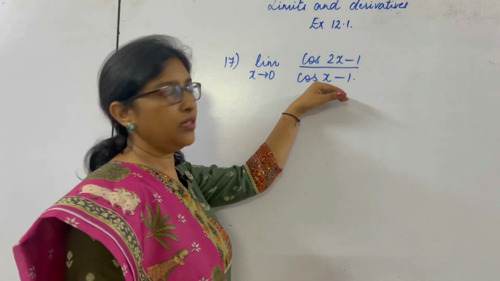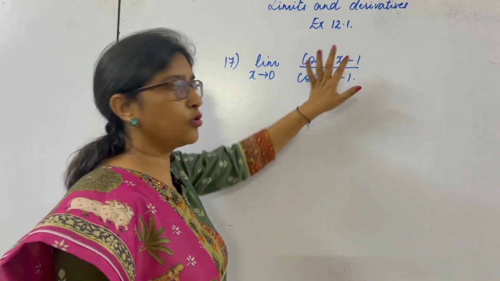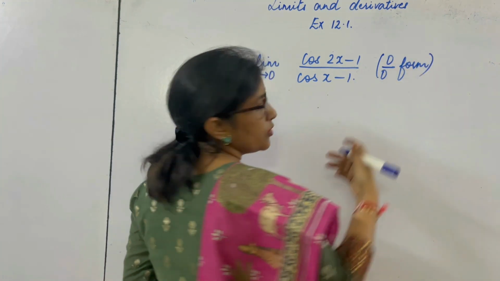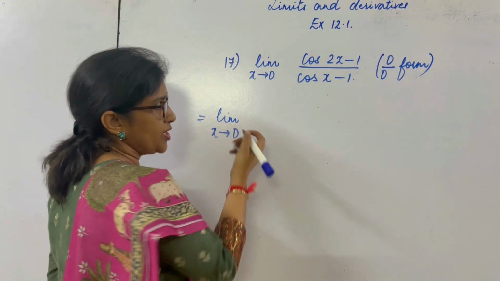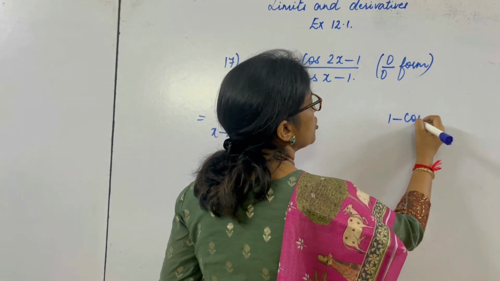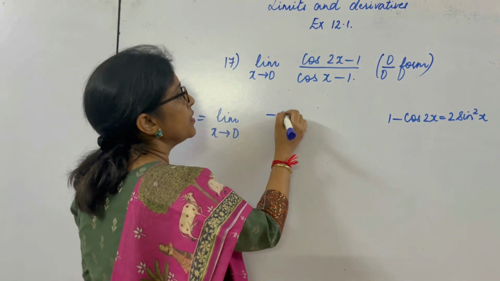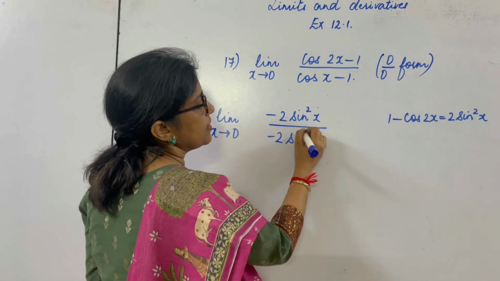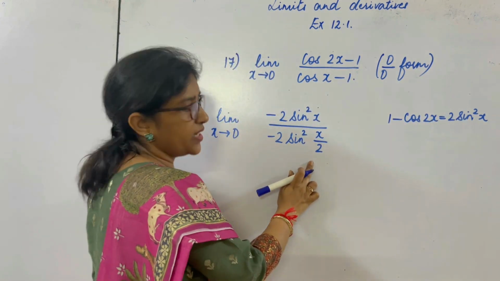Okay, in this one, if you substitute x as 0, it is going to become 1 minus 1, 1 minus 1. So, 0 by 0 form. You cannot directly substitute the limit now. So, you have to think of other ways to solve it, and since it is a trigonometric question, you can use trigonometric formulas, and we know that 1 minus cos 2x is 2 sin square x. So, this is going to become minus 2 sin square x, and what is the denominator? Minus 2 sin square x by 2, because if the angle is 2x over here, it becomes x. If the angle is x, it will become x by 2.